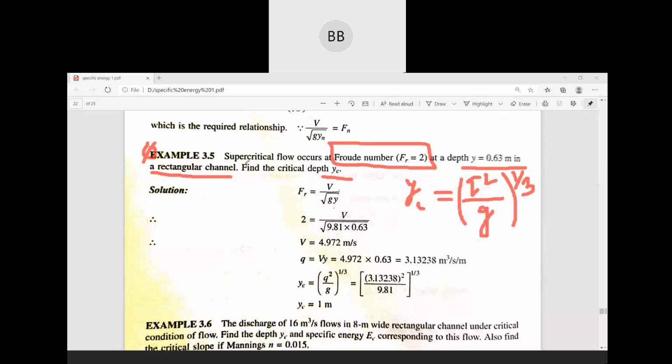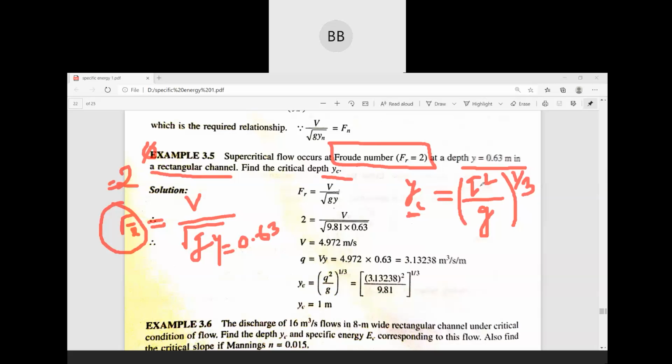So what is given? That Froude number is given, that is your 2. Fr is given by v by root over g y. Okay? That Fr is given is equal to 2. Depth of flow is also given, that is 0.6. And we need to find out the yc value, that is your critical depth.